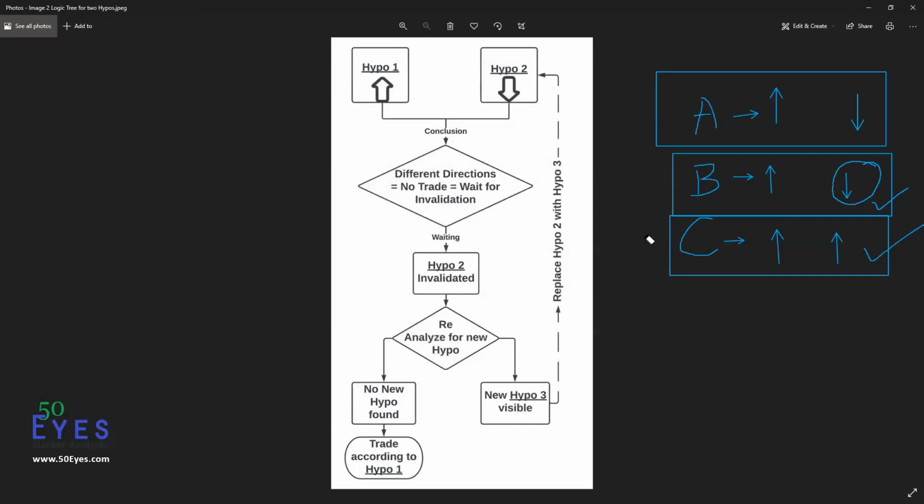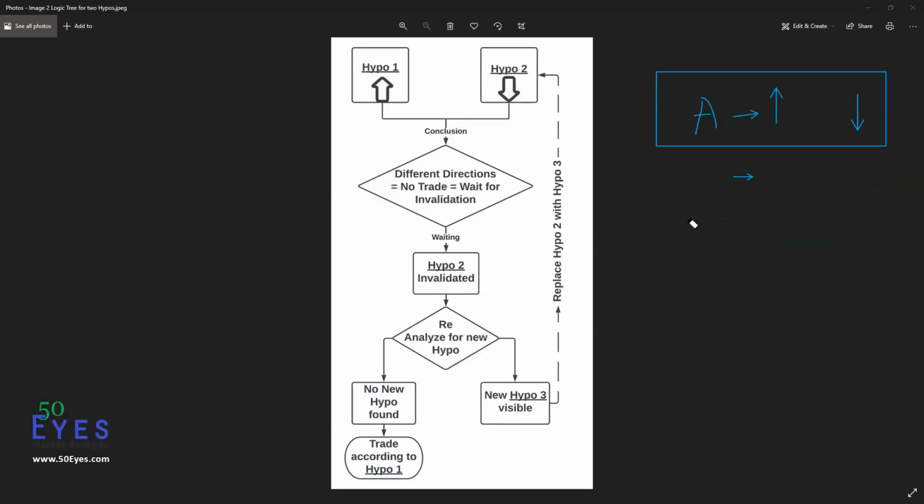So in scenario number A, as I said, we have 2 hypotheses, right? The first hypothesis is that the market is going up, and the second hypothesis is that the market can go down. So in conclusion, direction is not clear, and because the direction is not clear, there is no trade. Hence, we will wait for the invalidation, right? Now, if we wait for the invalidation, either hypo 1 will become invalidated or 2 will become invalidated. In this particular case, I have just assumed that the 2 will become invalidated, right? And if that happens, we will then reanalyze the market for a new possibility.